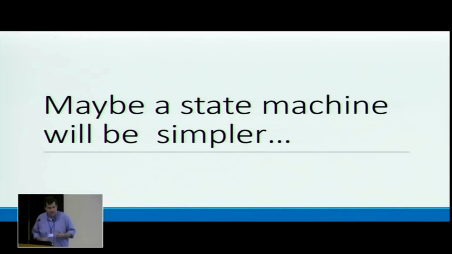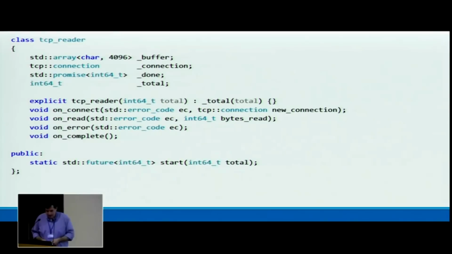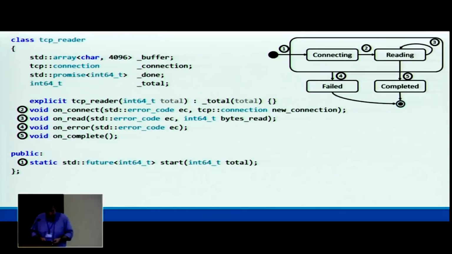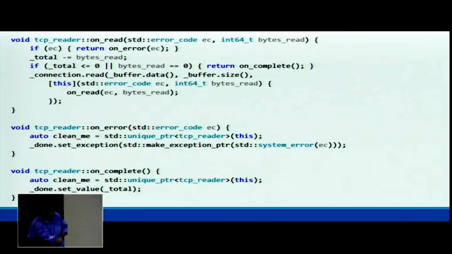Well, we could try implementing this as a state machine. We can think of this function as being a state machine. First we enter into a connecting state where we call TCP connect. And then we enter the reading state where we have that read loop. And then when that read loop is done, we enter the completed state. We're done. And so we could write this out as a class. Here we've got a TCP reader class, and we have those same data members that represent those local variables that we had. And then we have some member functions that represent each of those state transitions. And then we can implement those member functions. So here are 2 of them, and the other 3.